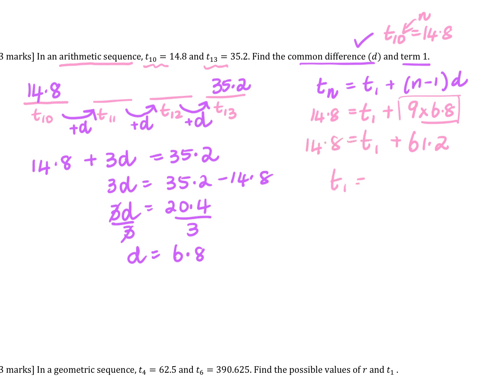So term 1 is going to equal this one, 14.8 minus this one, 61.2, which gives me negative 46.4. There's different ways to solve that, but overall I think that question was quite well done. In terms of the marks, we said 3 marks for that. I think 1 mark for some kind of process here. Different ways of doing that. Mark for that, mark for that.